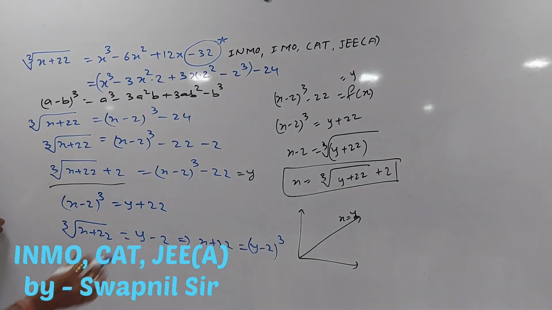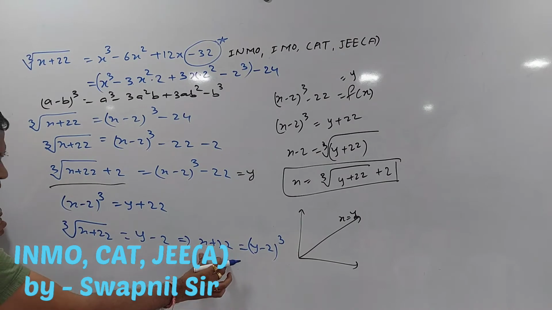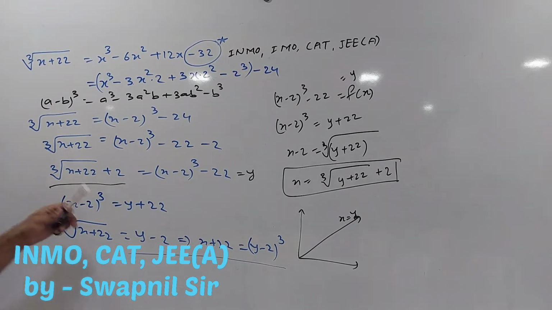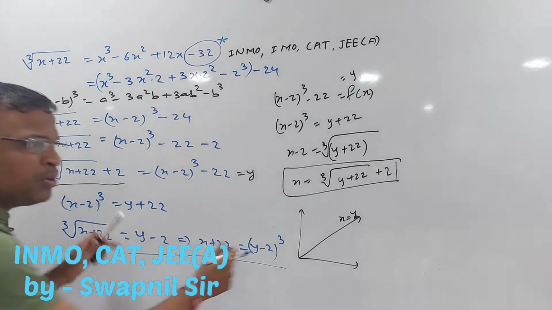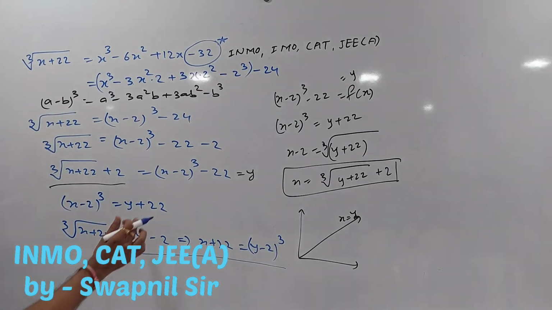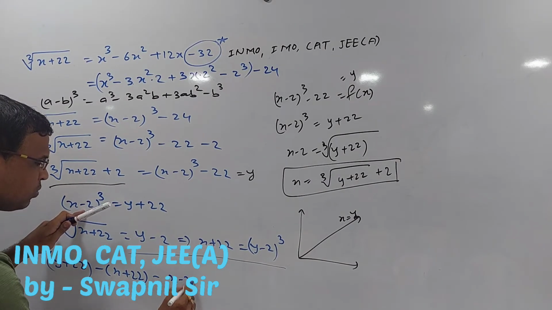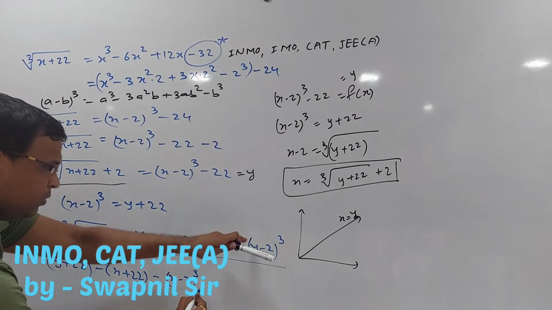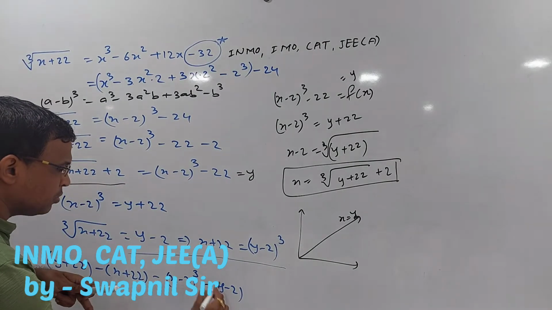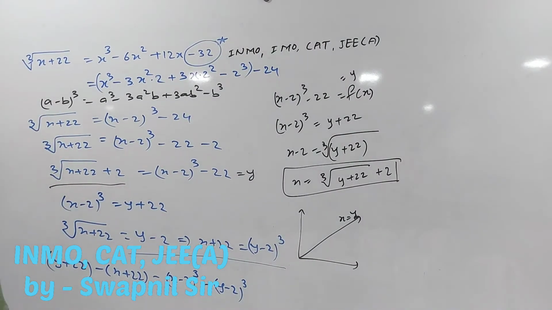Something like this. Now y plus 22, x plus 22. Can I subtract the two? Here it is a cubing, so I think we will get something closer. So y plus 22 minus x plus 22. So I am subtracting the two equations or the two relations. And it will be (x minus 2) cube minus (y minus 2) cube. That is something I am getting.